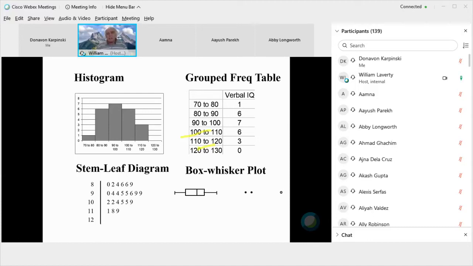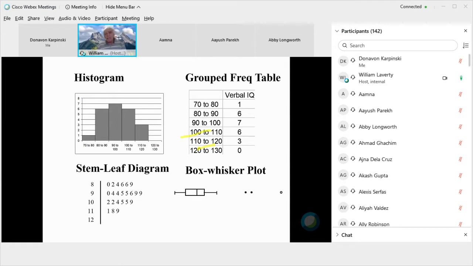...where most of the data is located, and so on. That's connected with the group frequency table. The stem and leaf diagram is an alternative to the histogram. The advantage of the stem and leaf diagram is that it retains all the original observations.